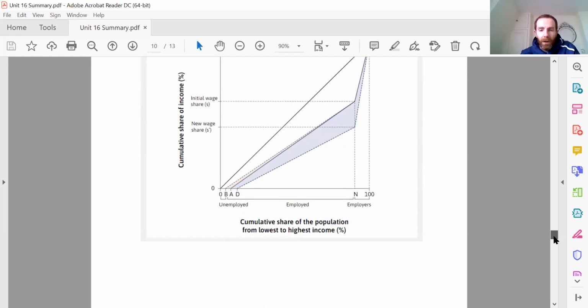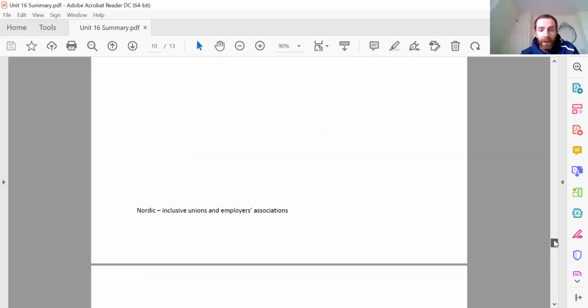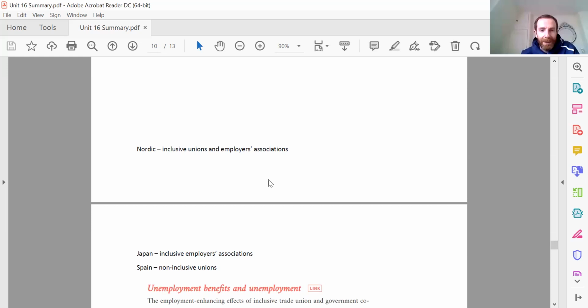Okay, so I think the next thing, which I've kind of split annoyingly, is to briefly talk about how the institutions in different countries or groups of countries can have an impact on how quickly we reach, say, a new long run where there is a lower level of unemployment and higher wages. And so the Nordic countries are a good example of countries that have managed this process quite well.